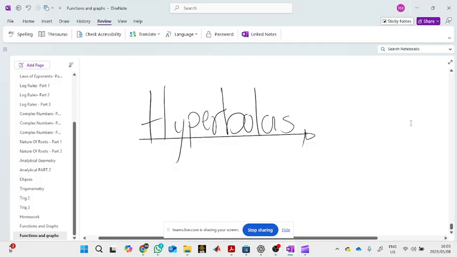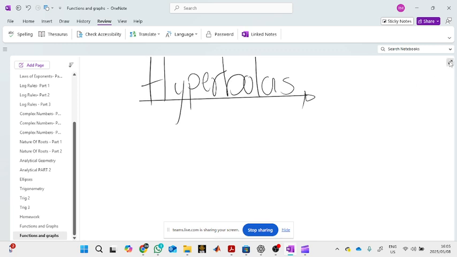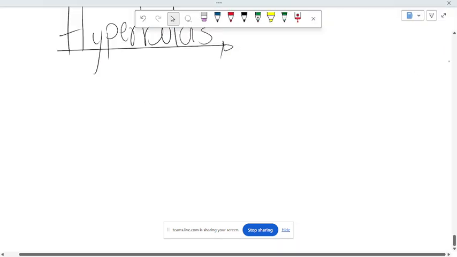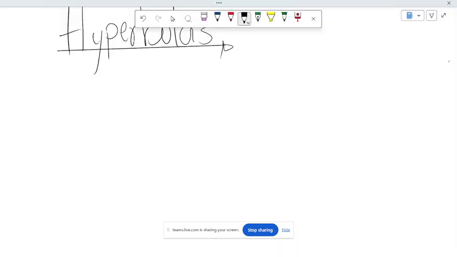Let's look here. So, what are hyperbolas? Hyperbolas usually have a function of 1 over x, right?